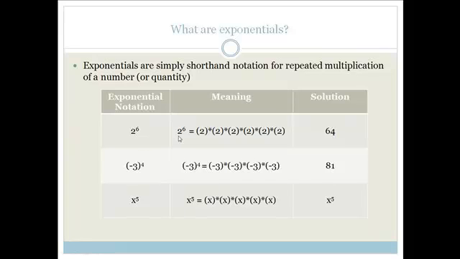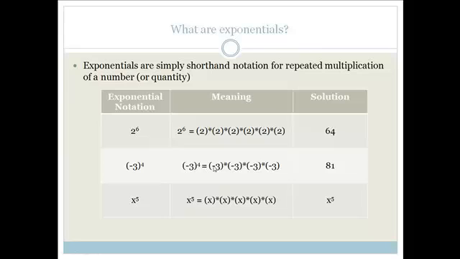Well, we can do this kind of repeated multiplication with a negative number as well. Here we are going to take the number negative 3 and we're going to multiply it together 4 times. So I'm looking at negative 3 raised to the 4th power, or negative 3 to the 4th power, which is negative 3 times negative 3 times negative 3 times negative 3. I'm taking that negative 3 and multiplying it together 4 times. And when I do that multiplication, I get 81.